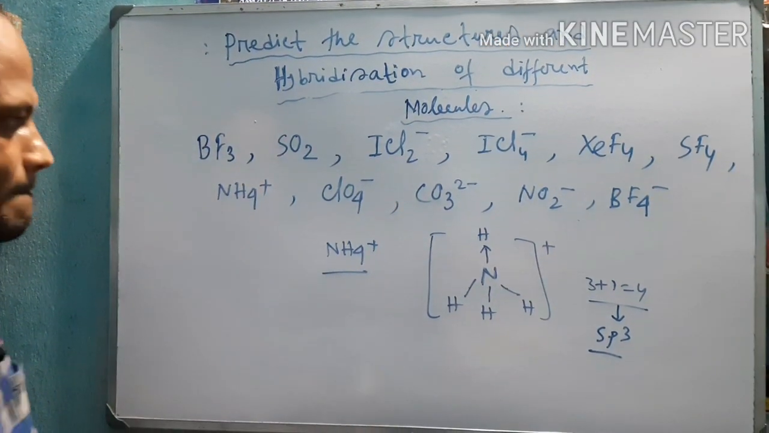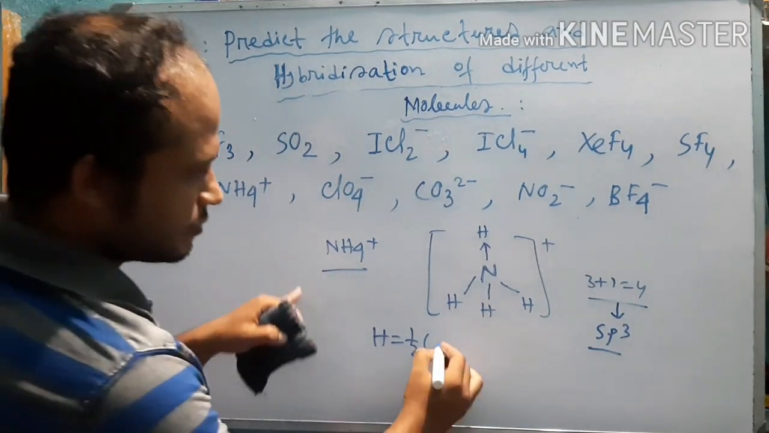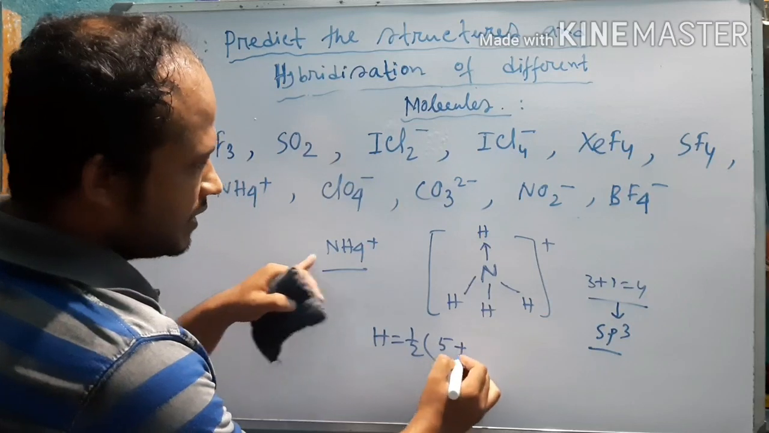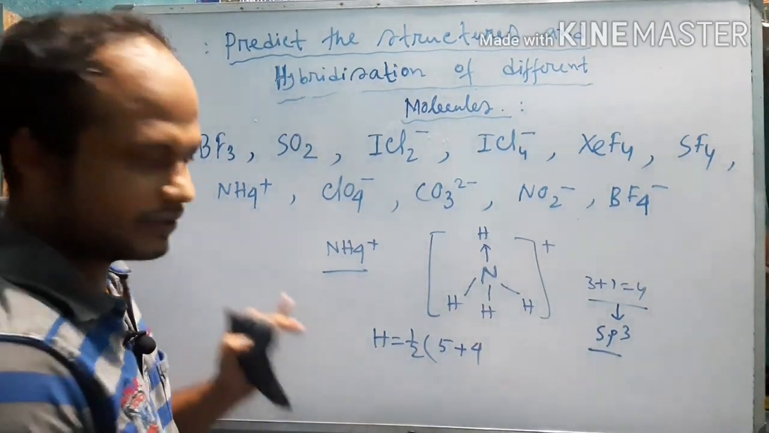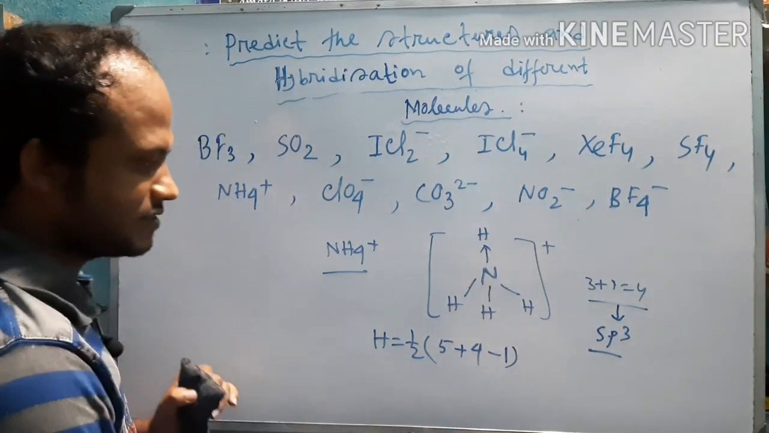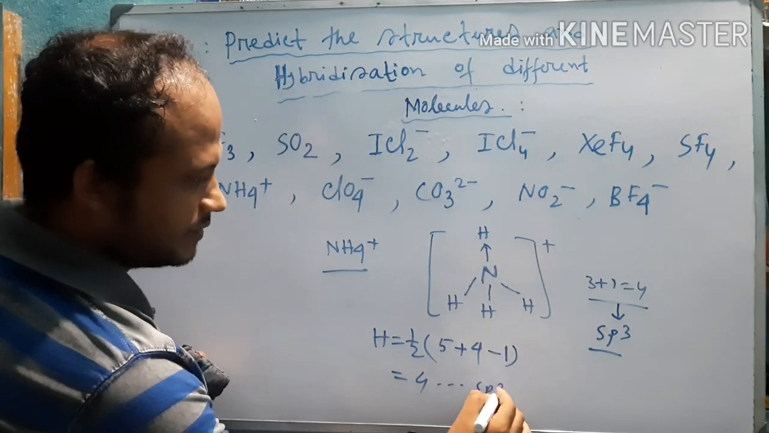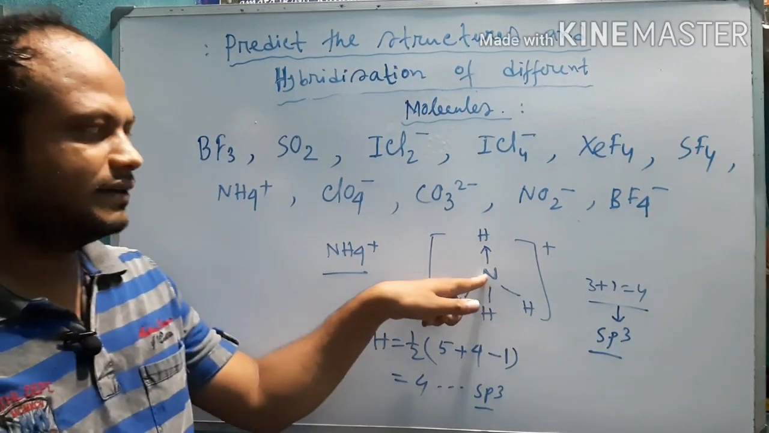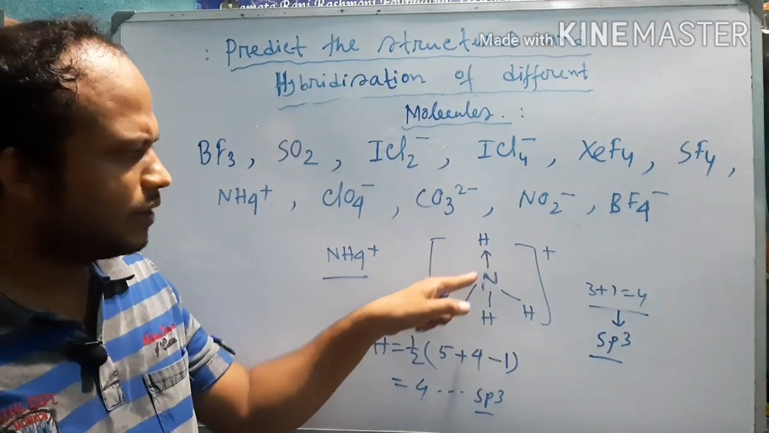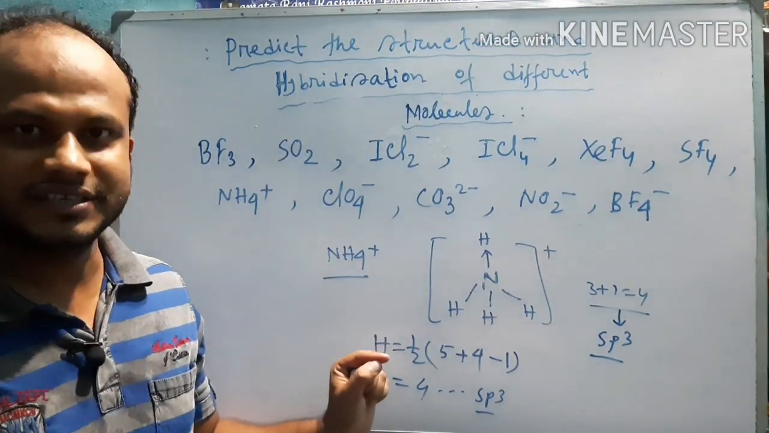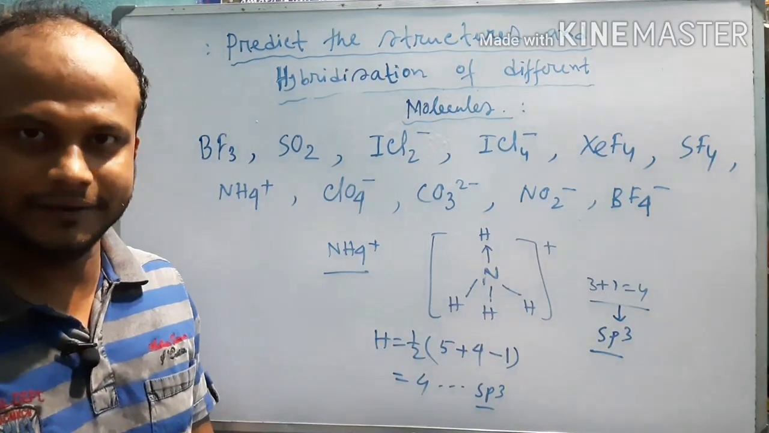Okay. If we use the formula, H equals half into the number of valence electrons of nitrogen, that is 5, number of monovalent atoms, that is 4, and 1 cation, that is plus charge, so minus 1, that is 8, that is 4, sp3. Here with the nitrogen atom the 4 bonds 1, 2, 3, 4 are tetrahedrally arranged. So the structure is tetrahedral.